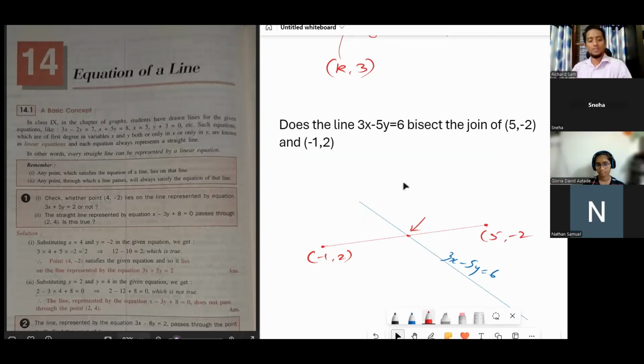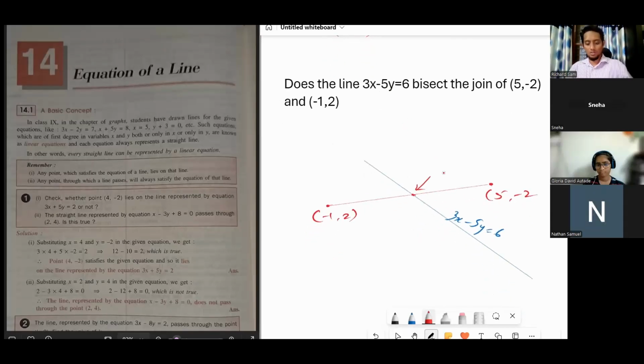Okay. All right. Solve this question, everyone. Tell me if the answer is yes or no.